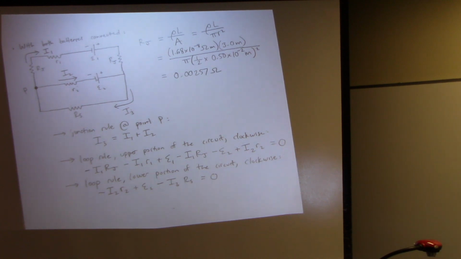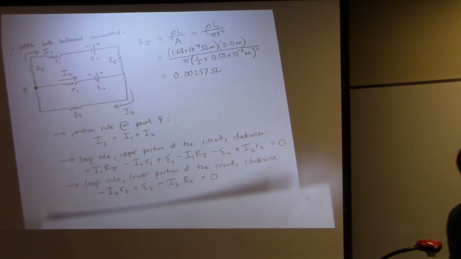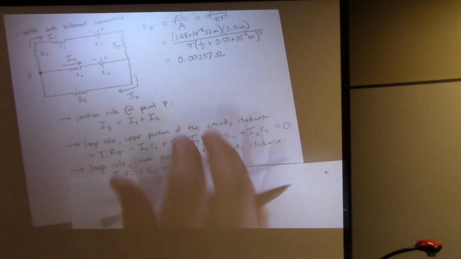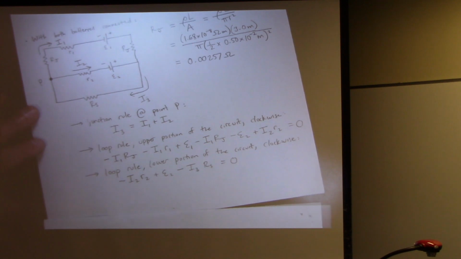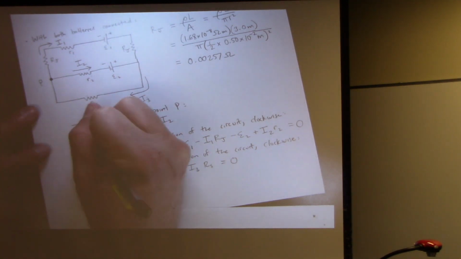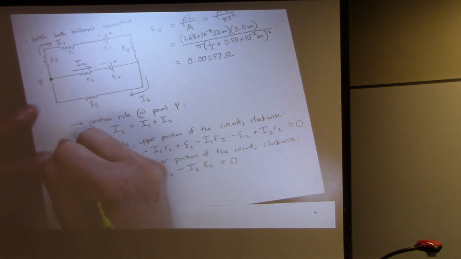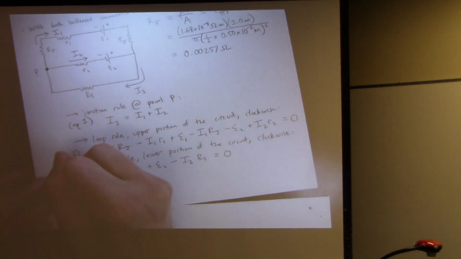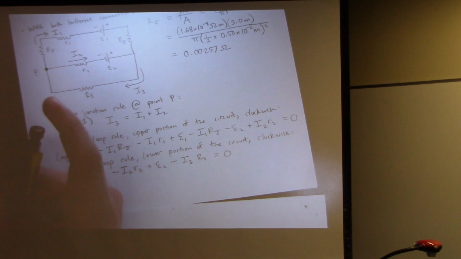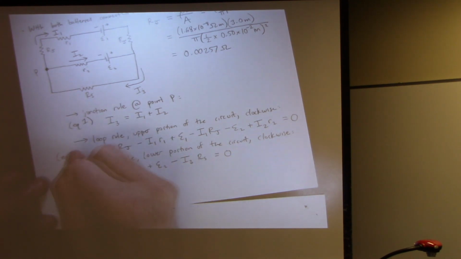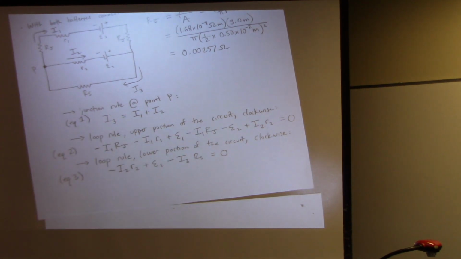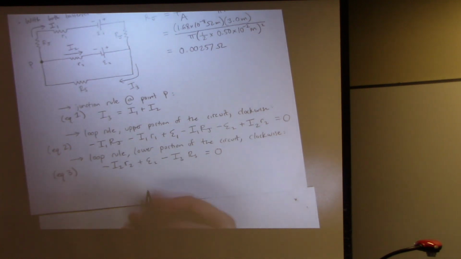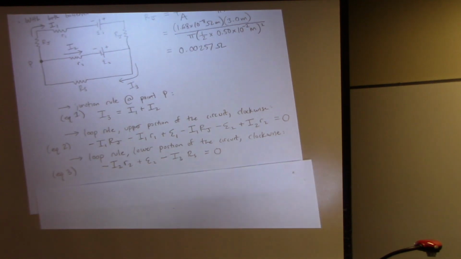Okay, so to continue this, let's label the three equations I just wrote down as equation 1 for the junction rule, equation 2 for the first loop rule we did, and then equation 3 for this one. So what I'm going to do to start off is actually plug in the known values, starting with equation 2.